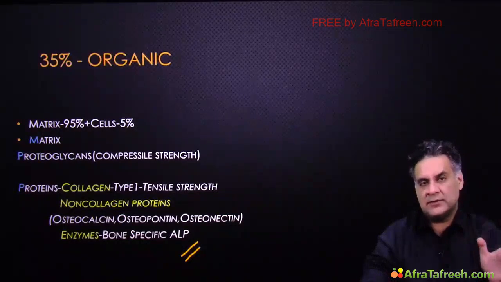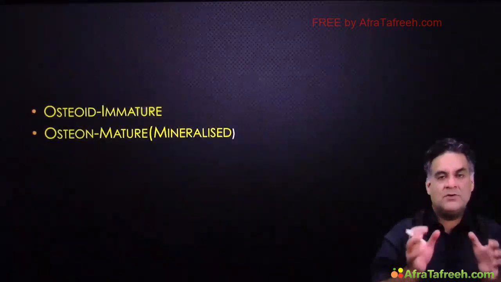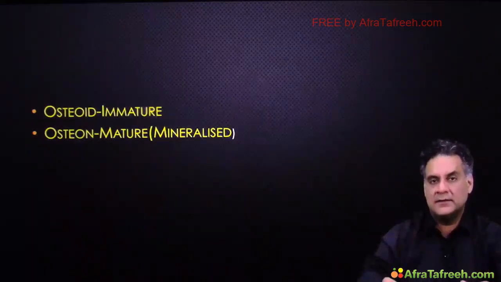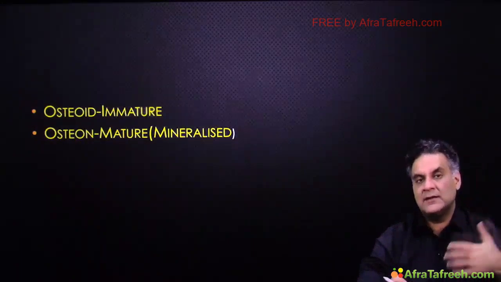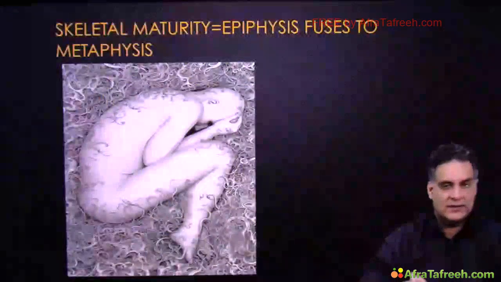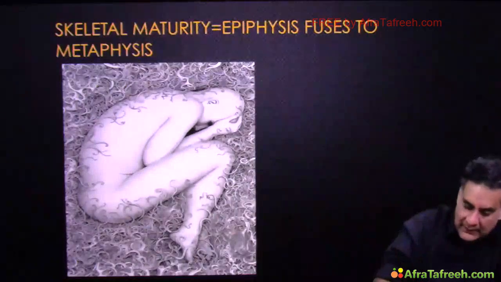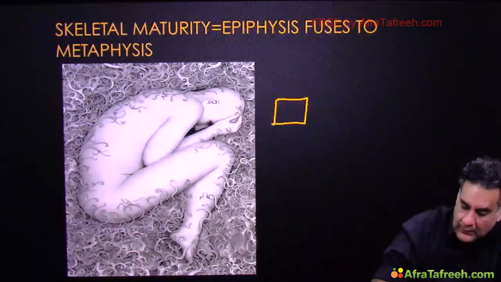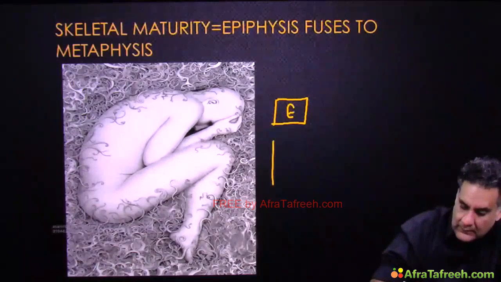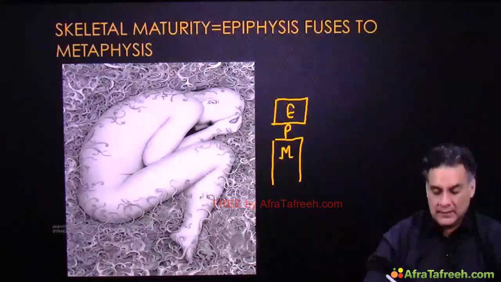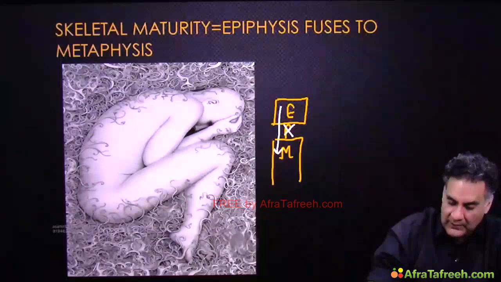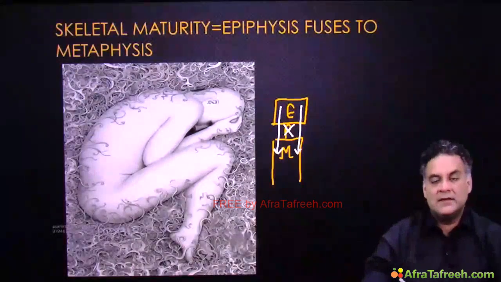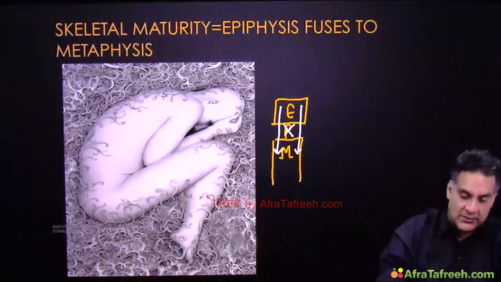Another thing that you should remember: an immature bone is called osteoid, and the mature bone is called osteon. It's also called the mineralized bone. You look at this image, when we look at the epiphysis, the physis, and the metaphysis. The age at which the physis disappears and the epiphysis fuses with the metaphysis is called the age of skeletal maturity.